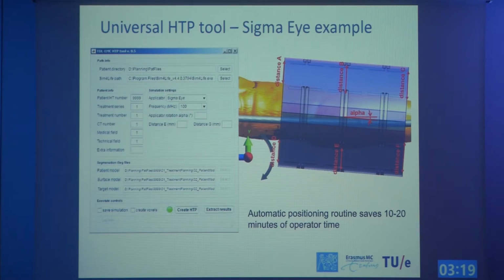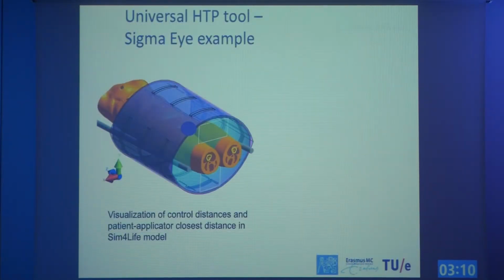So if we apply this automatic positioning routine, it will save 10 to 20 minutes of the operator time. And here I will show you some example. This is a 3D model from Sim4Life. Inside Sim4Life, all the distances are also present, including the distance from the patient surface to the applicator. We have a requirement that the patient cannot be closer than 4 centimeters from the active antenna, so this distance is also visualized in the 3D model.